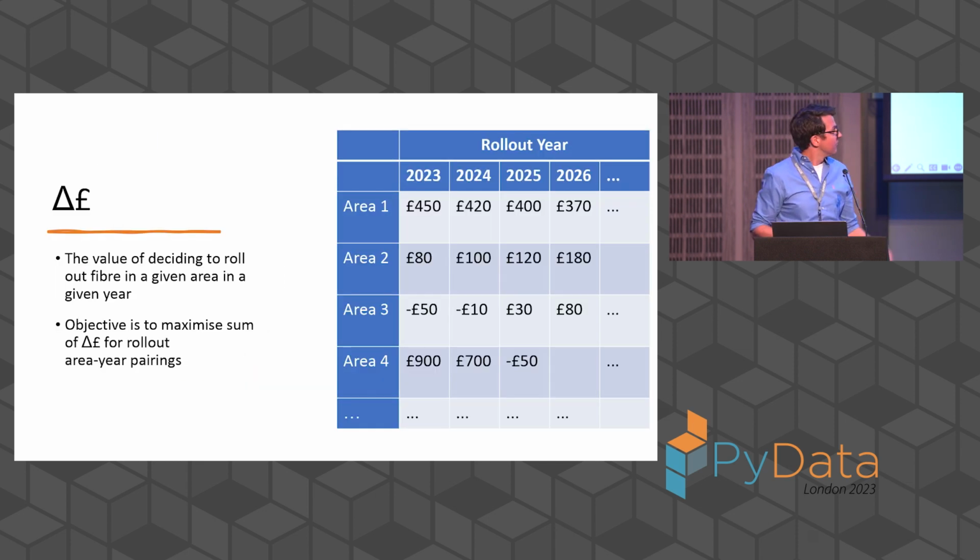And so to show what this looks like slightly more concretely, this again is a similar table, areas down one side, years across the top. And each of these values in here is sort of a mocked-up version of what the value of rolling out fibre in that area in that year would be. So here we're saying rolling out fibre in area 1 in 2023 is worth 450 quid to us, but it's only worth 370 quid if you wait till 2026 and things like that. And so the overall objective function is picking the combination of those decision variables such that, multiplying that matrix with this one, the sum over those values is the highest you can get, and you get basically the maximum long-term profit.